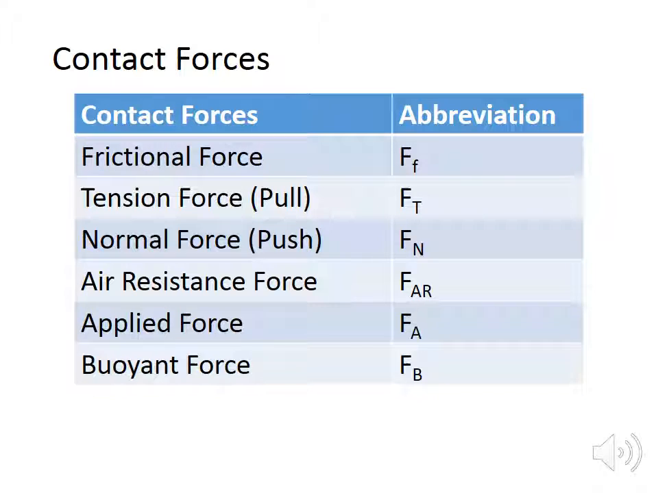Applied force, you applied force at the station with the ping pong ball in the water when you were pushing the ping pong ball under the water. So applied force is any force that's either a push or a pull that's a contact force. And then finally, buoyant force you observed again at the station with the ball and the water, which was the force of the water pushing up on the ping pong ball to cause it to float. Pause the slide here if you haven't yet finished taking down what are the contact forces and their abbreviations.